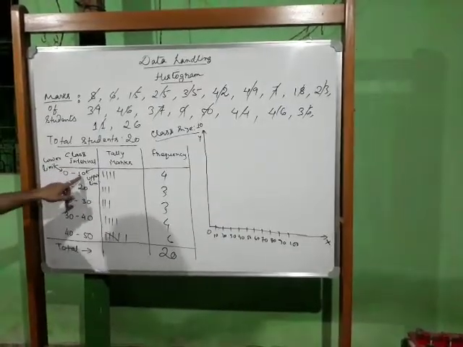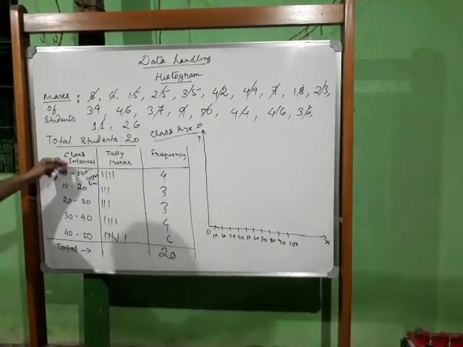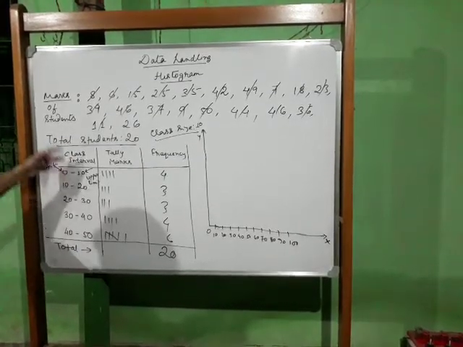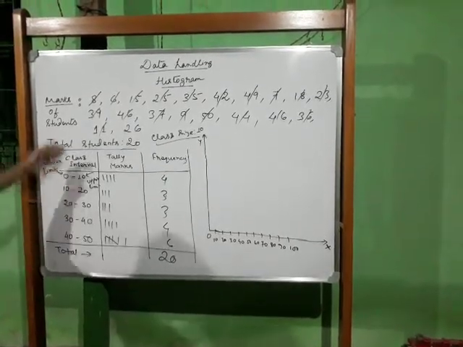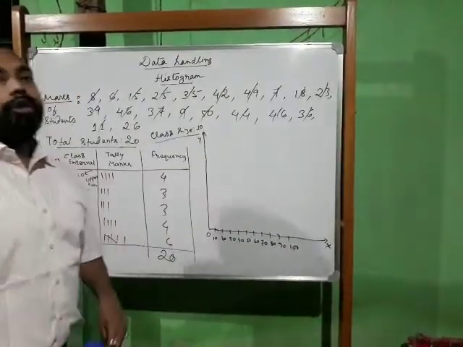You see 0 to 10. Again it comes from 10 to 20. Again you see 20 to 30. That means it is continuous, okay? These are continuous. So the class interval should be continuous to make a histogram. Otherwise a histogram is not possible.